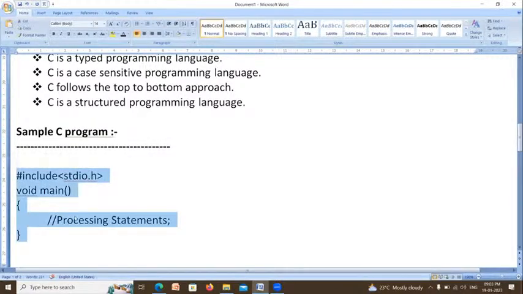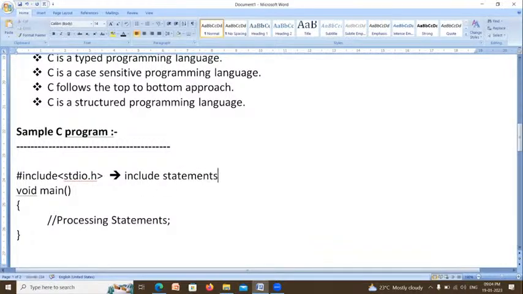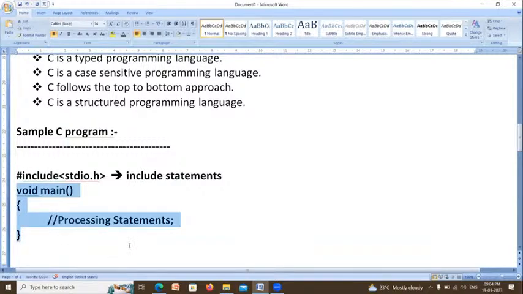Now, what is the meaning of this one? This line is called the include statement. This is called the main method. The solution is called processing statements. So in any C program, you can see three types of statements. One is the include statement. Second one is the main method. Third one is the processing statement.